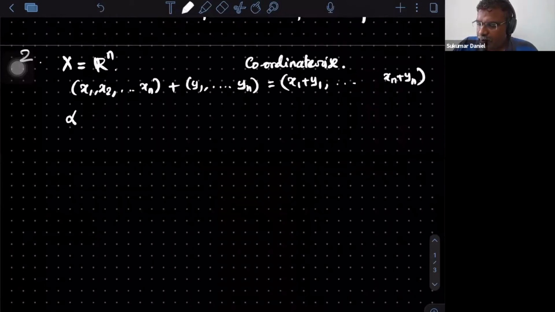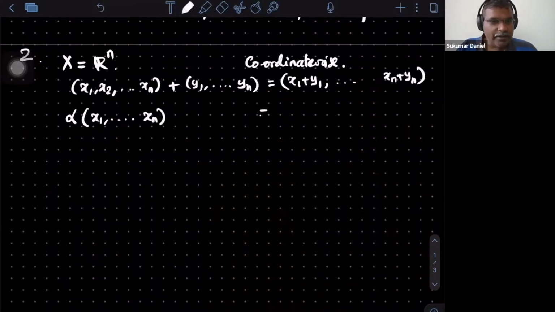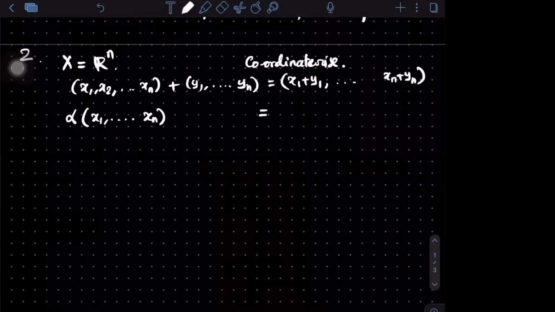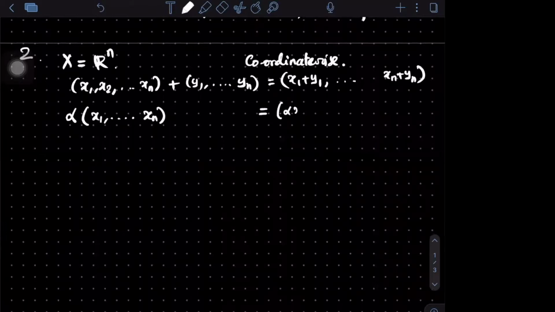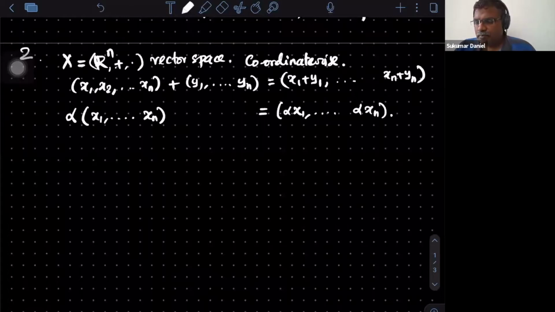And what about a scalar multiple of this? It is defined as, Aravind? Multiplying each coordinate by the scalar. So this is how we define the addition and the scalar multiplication. I assume this is where linear algebra you might have done. This is a vector space.